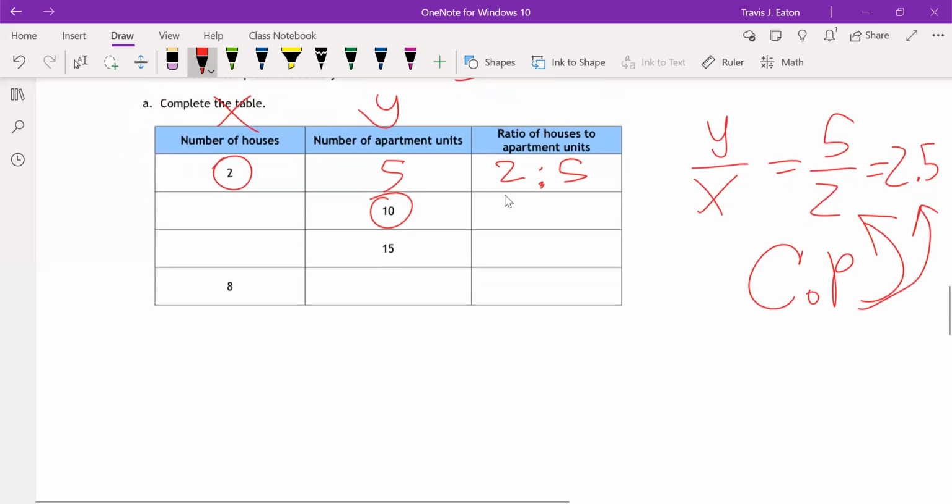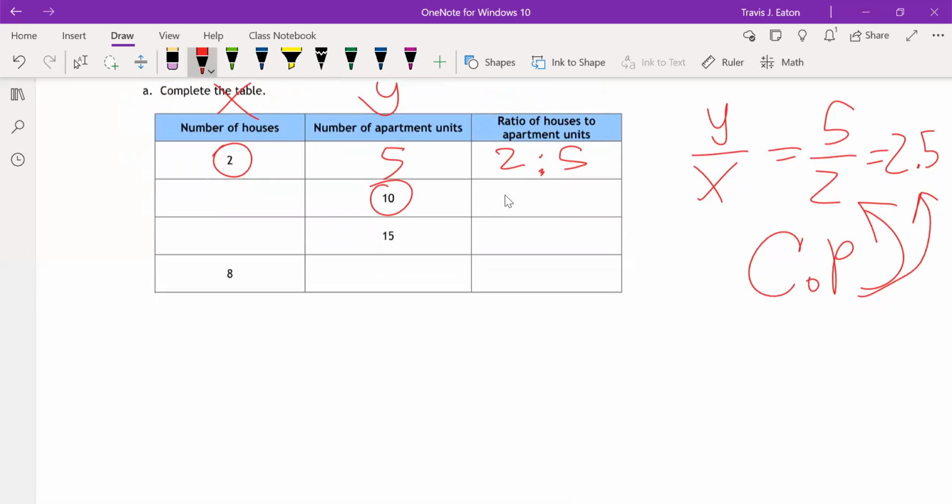Now, but here's the thing with this table, we've got missing information here, we've got missing information here, and we've got missing information here. So let's use the information in this first row to determine the information for the rest of the table. So let's look, first of all, let's set up a proportion. Okay, so we're going to start by comparing the number of apartment units to the number of houses.